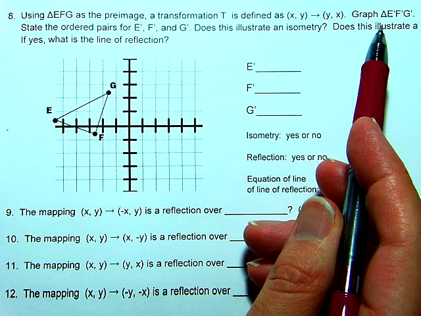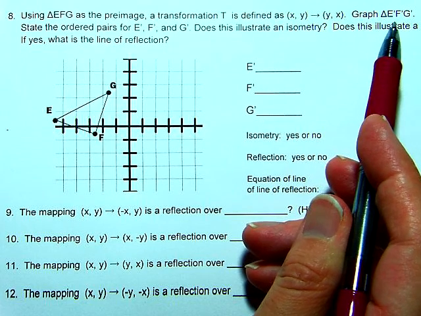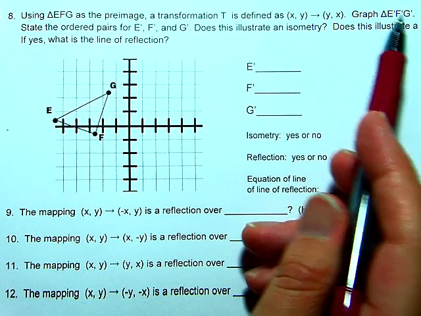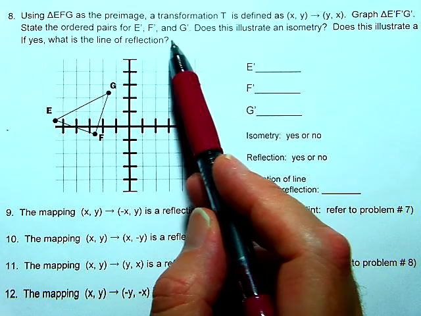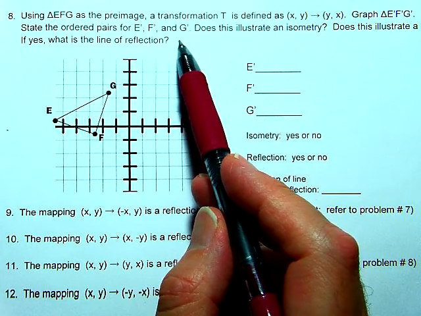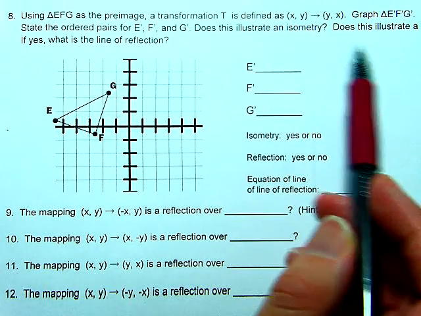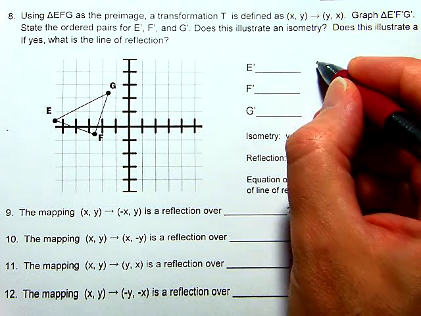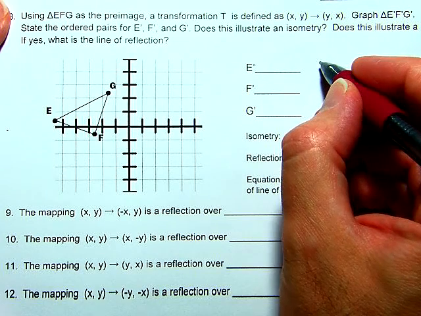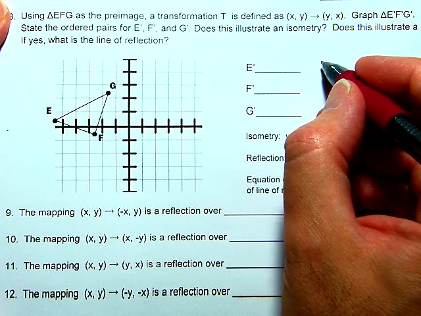We are being asked to graph triangle E prime F prime G prime, which is the image of triangle EFG, state the ordered pairs for the 3 prime points, and then answer some questions about the transformation. So let's go about it very much in the same way. Let's determine the coordinates for E, F, and G first.